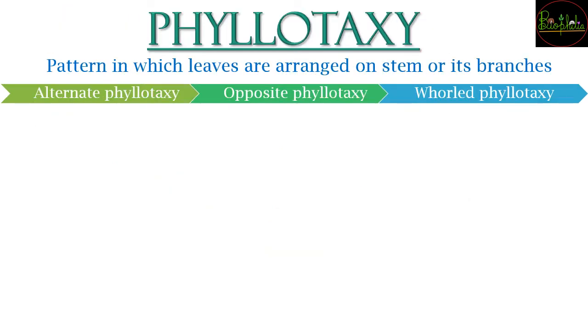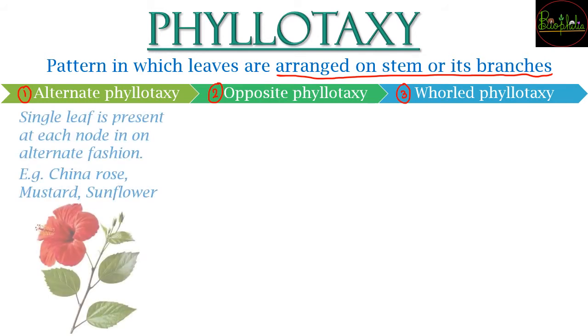So now here we are going to understand one more interesting thing, that is called phyllotaxy. Phyllotaxy is nothing but the study of the pattern of leaves, how they are arranged on the stem or its branches. The arrangement will be different each time. So there are going to be three major arrangements. The first one being alternate phyllotaxy, second opposite phyllotaxy, and the third whorled phyllotaxy.